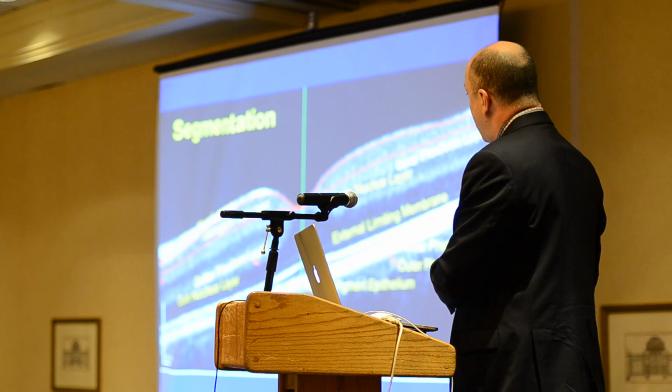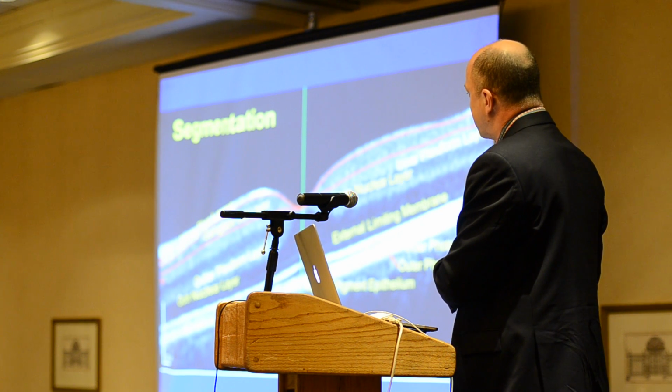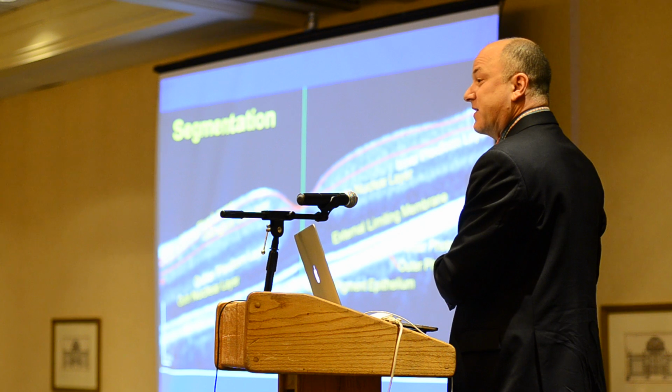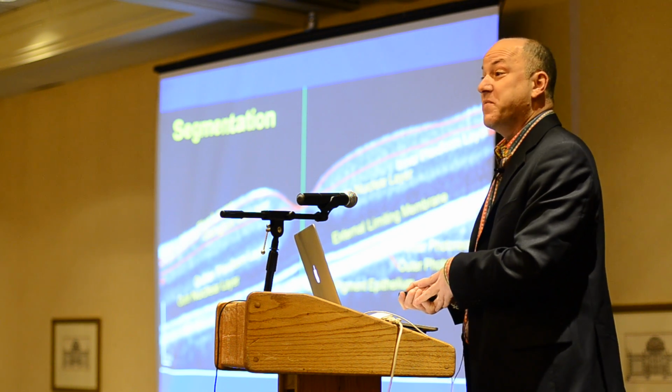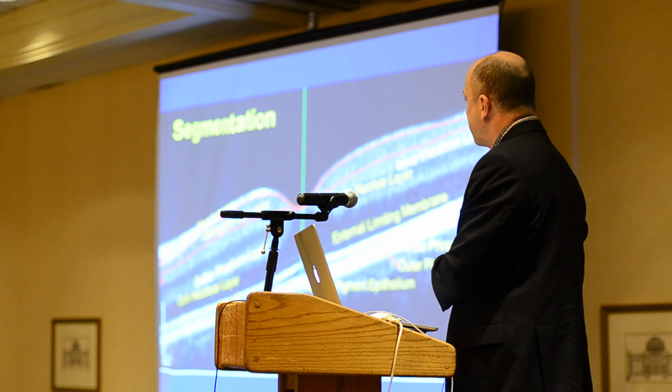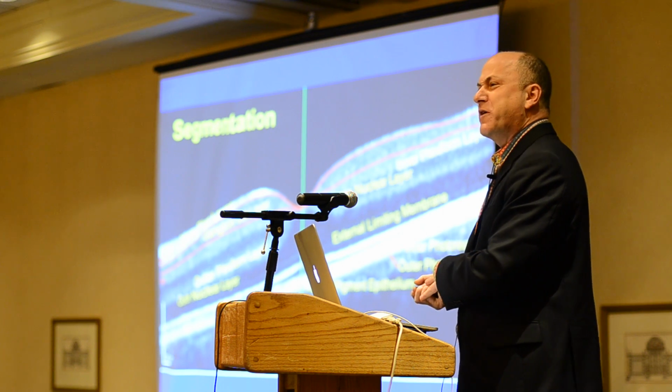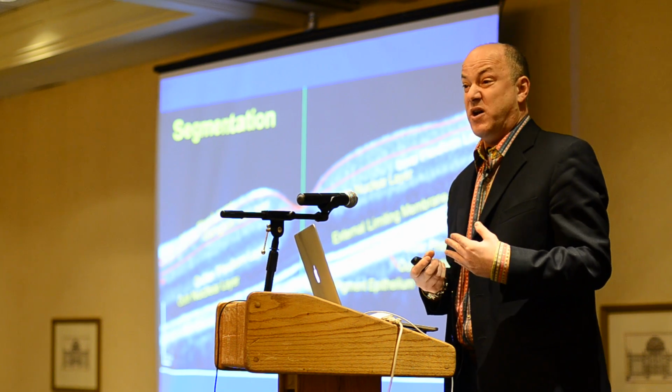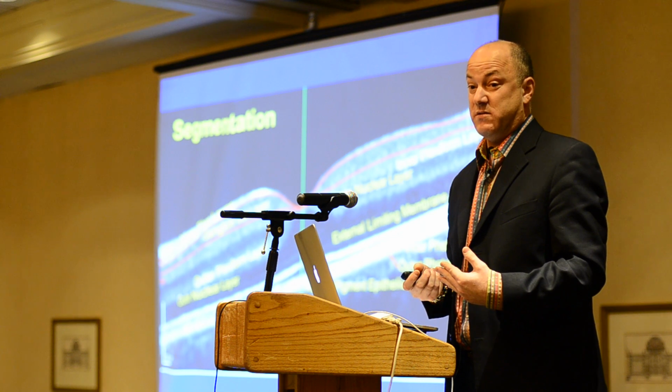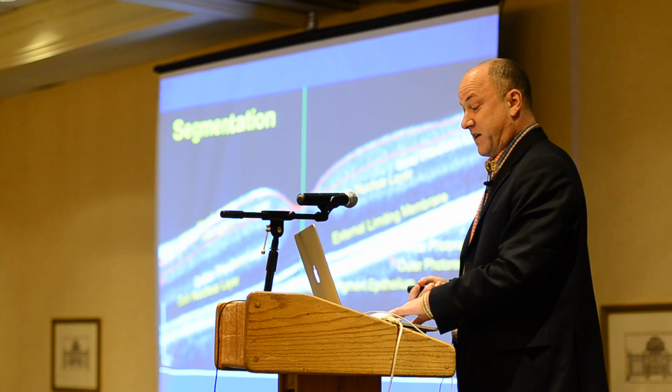But we can look at the cells that are making these cables, the ganglion cells that are sending these cables out to form the optic nerve. And if this layer is thinner, we know that we not only have cable loss, we have actual nerve cell loss, which is what we don't want to see.